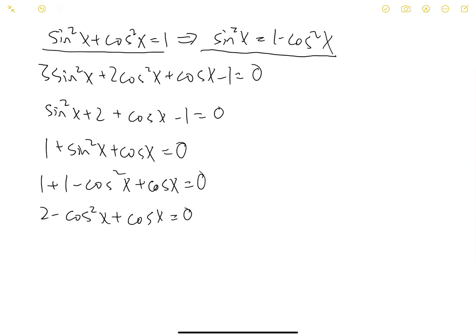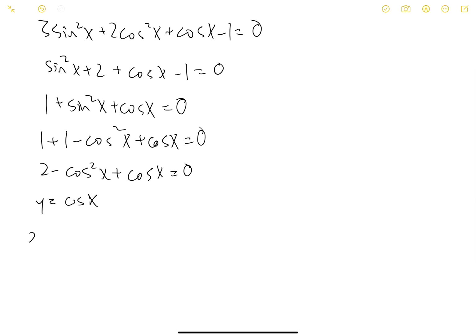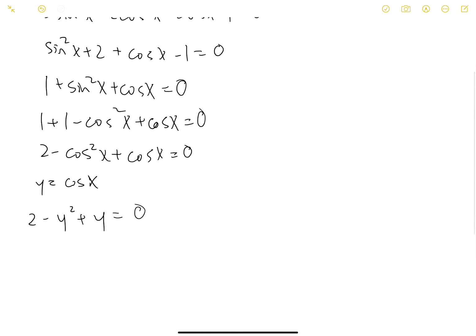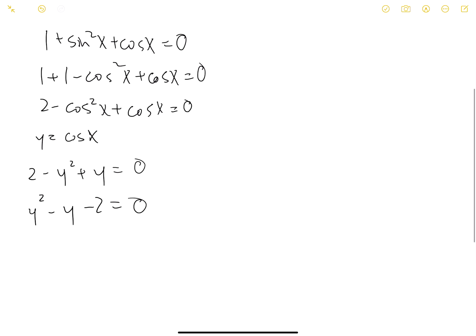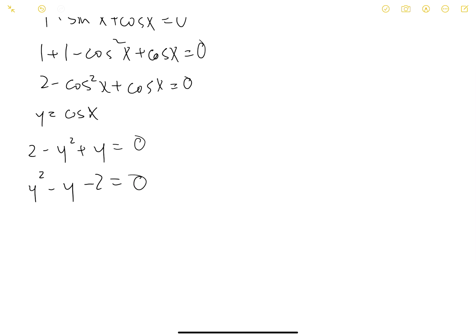Let's just let y equal cosine of x for simplicity's sake. Therefore, we get 2 minus y squared plus y equals 0. And then if we multiply this entire equation by -1, we have y squared minus y minus 2 equals 0. Nice. Now we just need to factor this. And just from a little bit of trial and error, we can find that this is equivalent to y plus 1 times y minus 2, which equals 0.